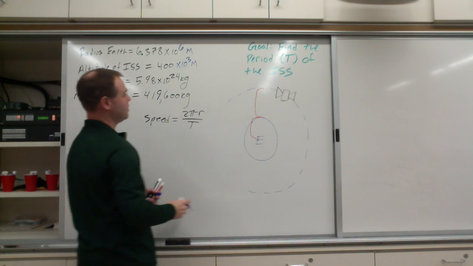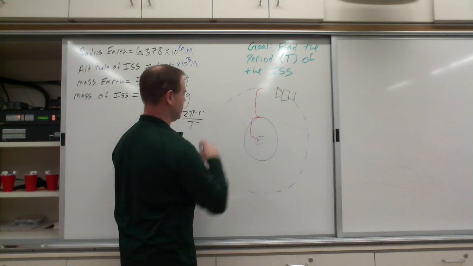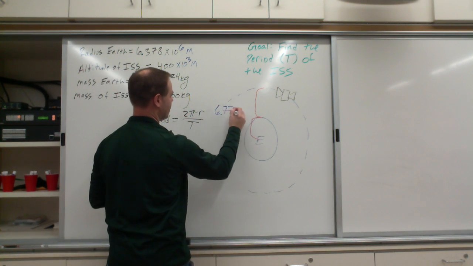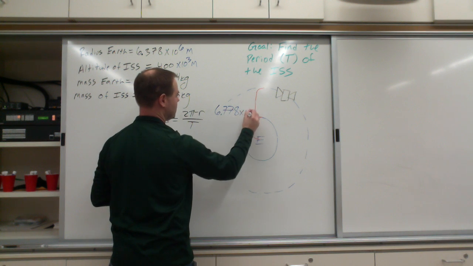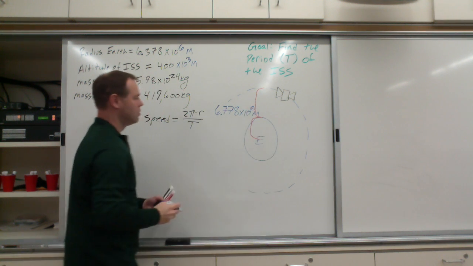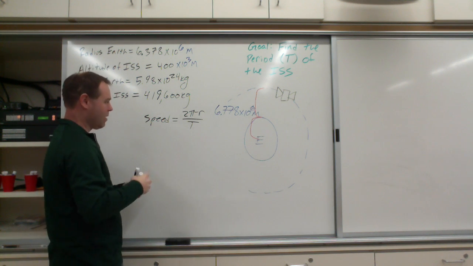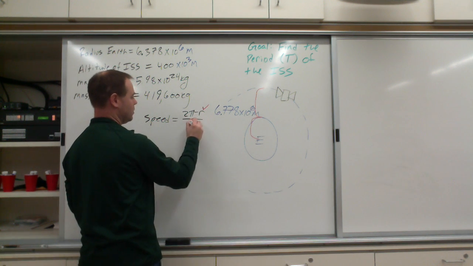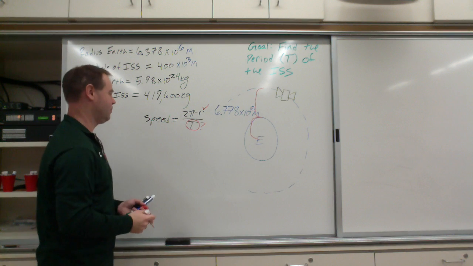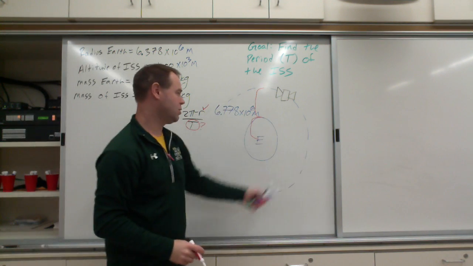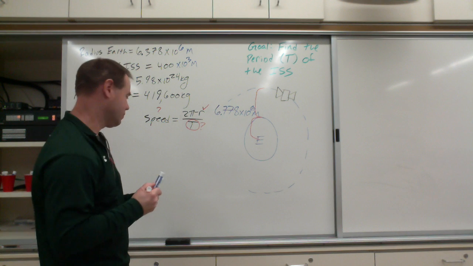If we add those two things together, we'll get the radius of the orbital circle, and that's going to be 6.778 times 10 to the sixth meters. So now we have that radius, the total distance from here to there. So if we look back at this equation, we've got radius. Period is our ultimate goal, right? That's what we're trying to find. But we don't have the speed that the International Space Station is traveling as it orbits the Earth.